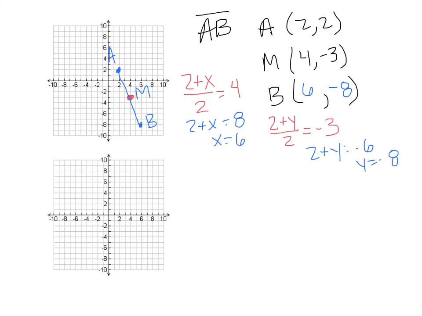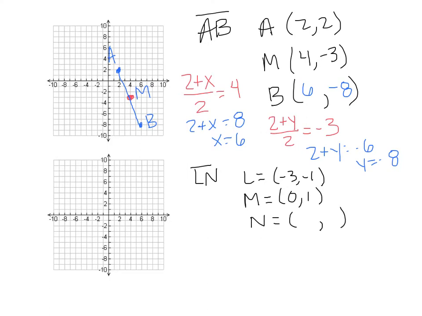Now let's look at another one, and I'm going to show you how we can use the table method to do this. So let's say we have the line segment LN, and we know that L is located at negative 3, negative 1. We know that the midpoint is located at 0, 1. We want to find the other endpoint, which in this case is N. We want to find the xy coordinates of that.